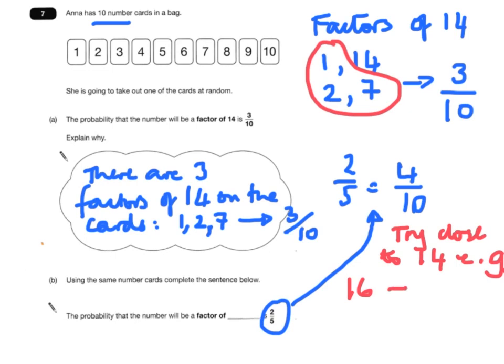Well, I didn't try 8, I tried 16, and I looked at the factors of 16, which are 1 and 16, and 2 and 8, and 4. So if we look at the ones that are in our list, we've got 1, 2, 4, and 8. So the probability that the number will be a factor of 16 is 2/5 or 4/10.